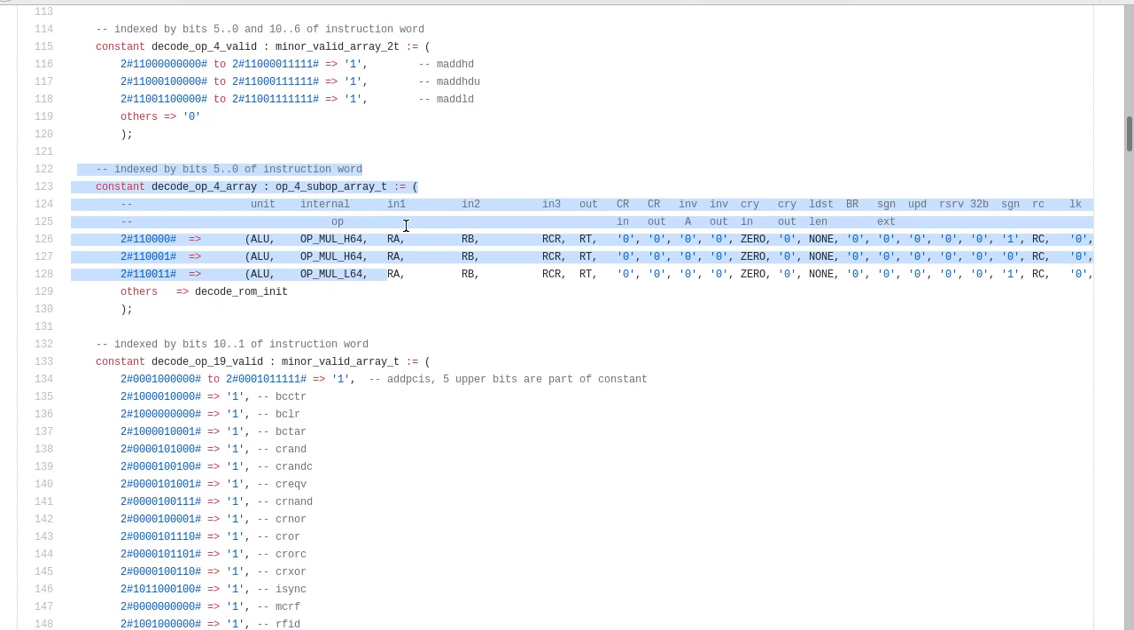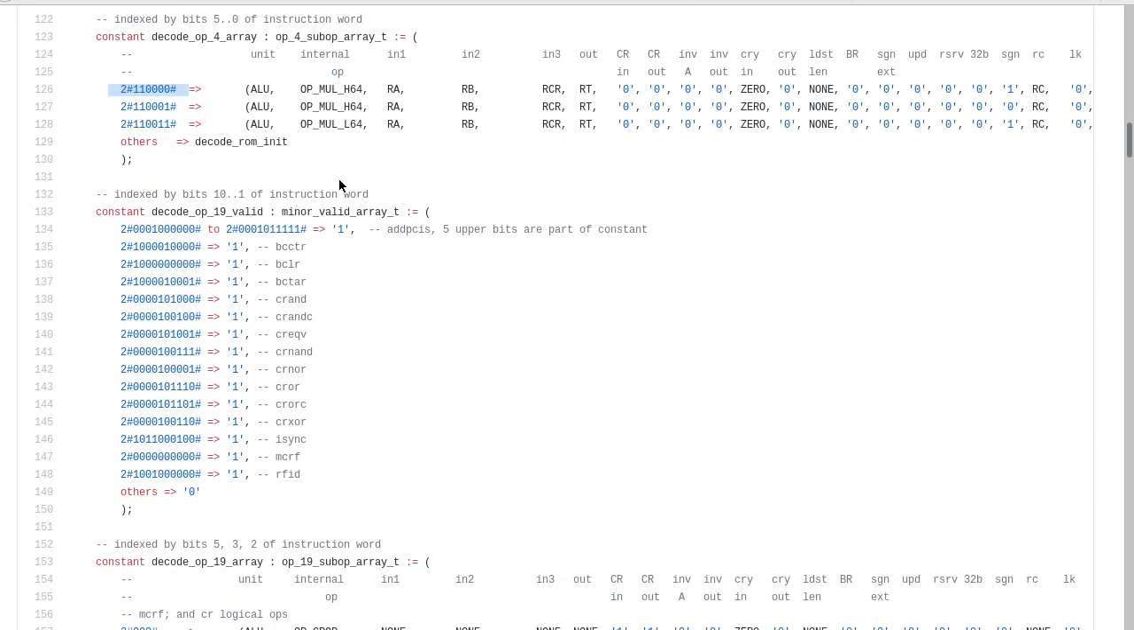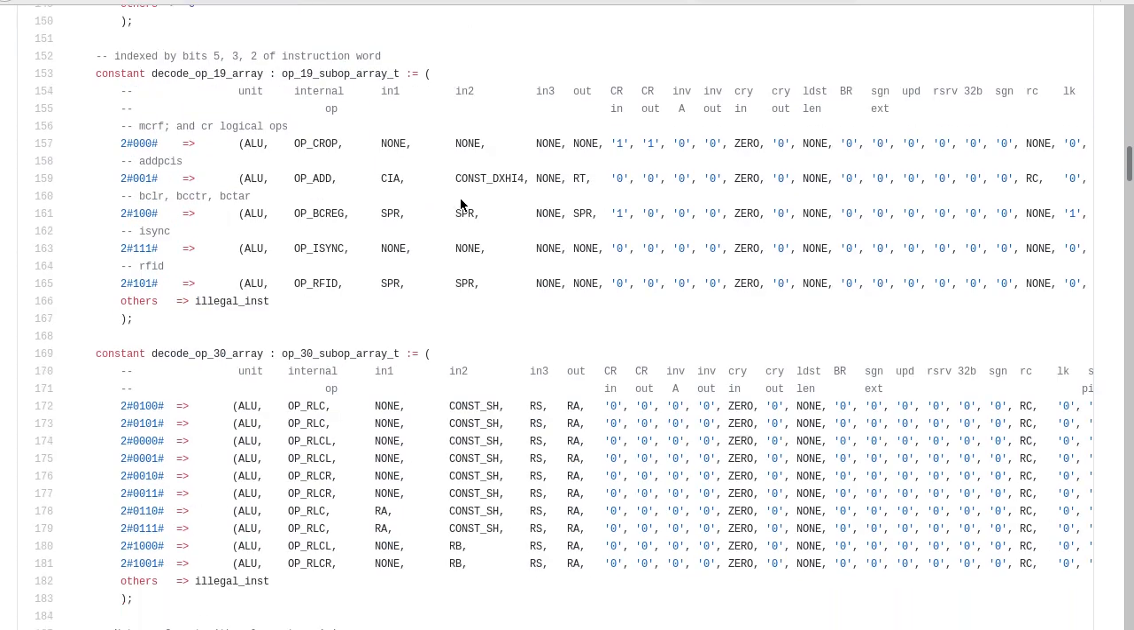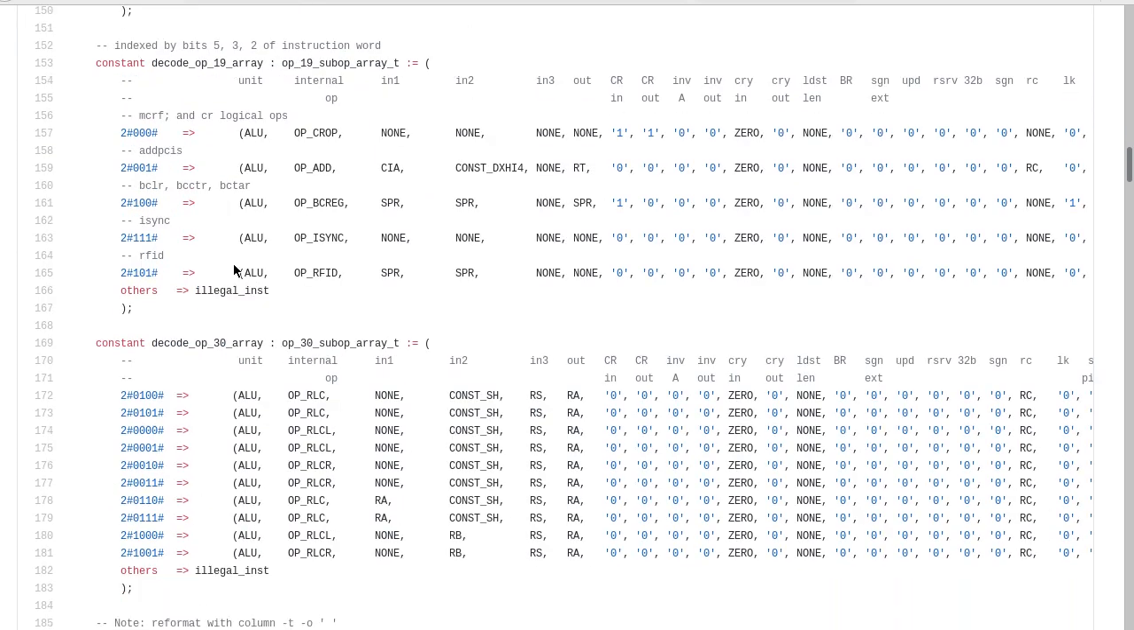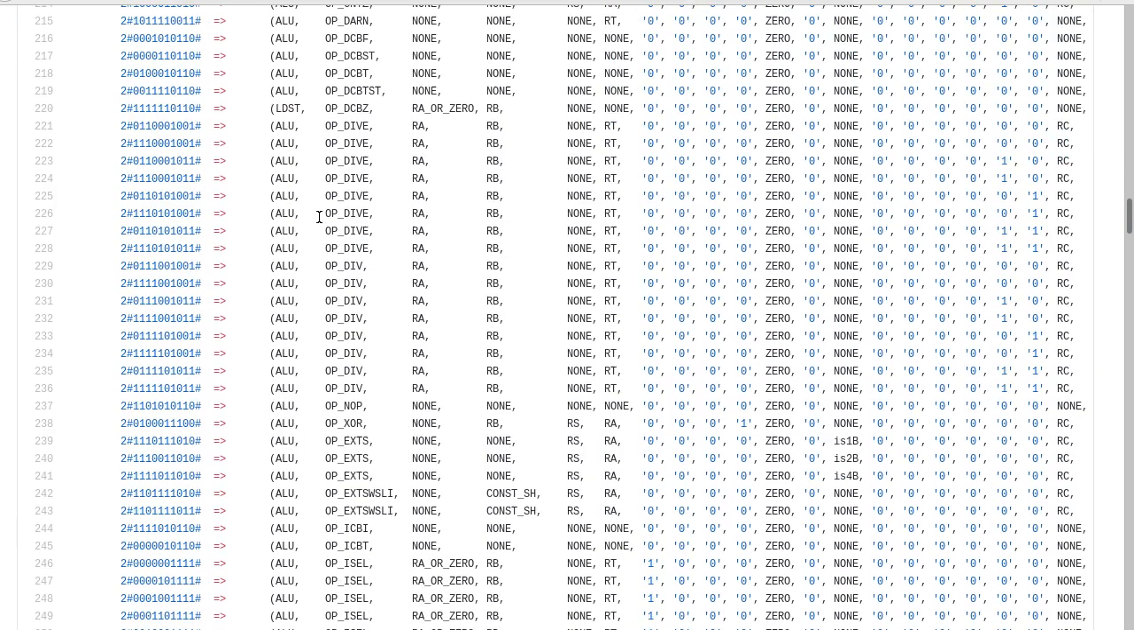Major opcode 4 has some minor opcode decoding here, in this first column, and so on and so forth. So this is the minor 19. This is the one for opcode 30. Opcode 31 has a huge number of things.